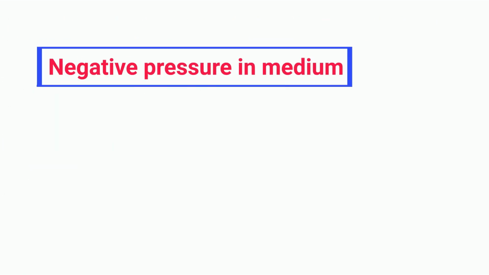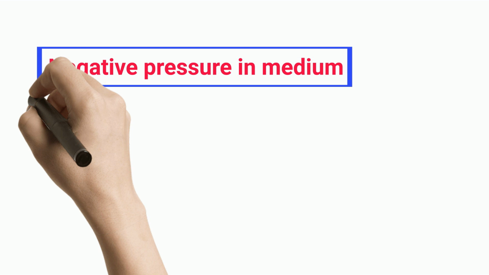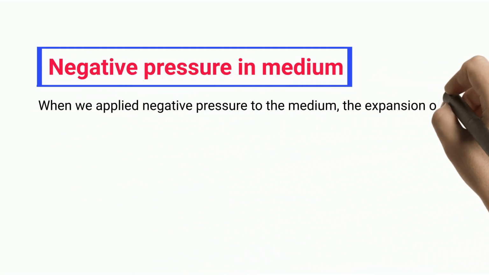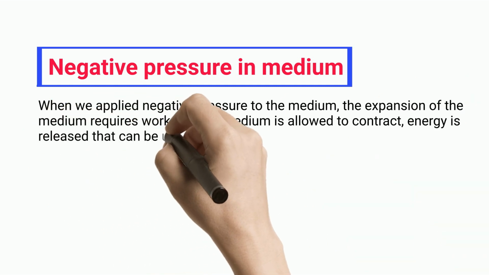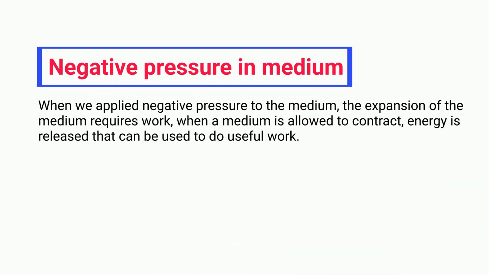Negative pressure in medium. When we apply negative pressure to the medium, the expansion of the medium requires work. When a medium is allowed to contract, energy is released that can be used to do useful work.